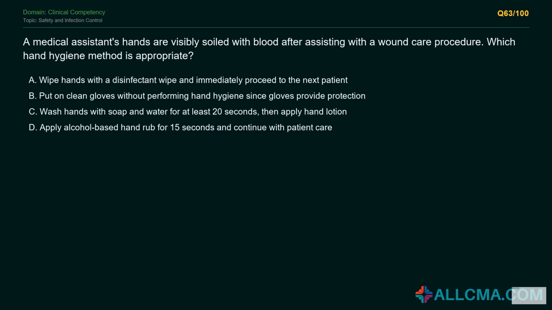Question 63. A medical assistant's hands are visibly soiled with blood after assisting with a wound care procedure. Which hand hygiene method is appropriate? Option A. Wipe hands with a disinfectant wipe and immediately proceed to the next patient. Option B. Put on clean gloves without performing hand hygiene since gloves provide protection. Option C. Wash hands with soap and water for at least 20 seconds, then apply hand lotion. Option D. Apply alcohol-based hand rub for 15 seconds and continue with patient care.